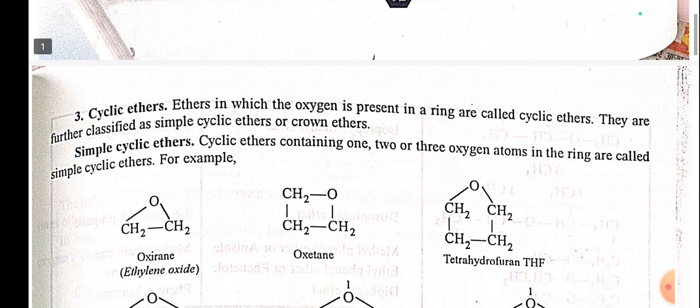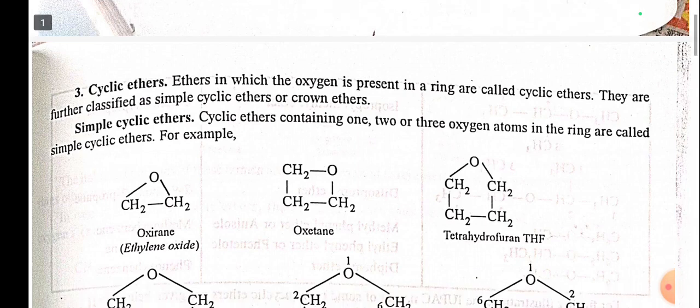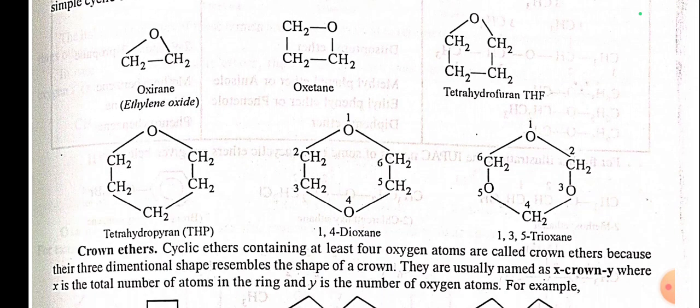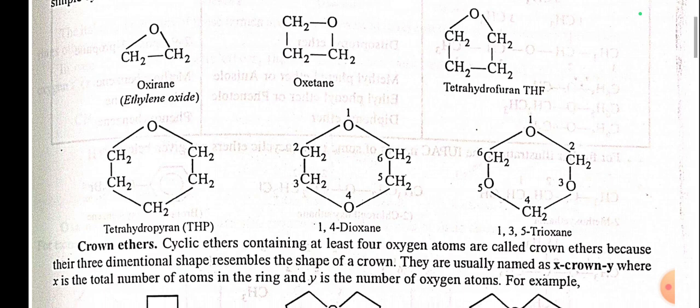Cyclic ethers. Ethers in which the oxygen is present in the ring are called cyclic ethers. They are further classified as simple cyclic ethers or crown ethers. Cyclic ethers containing one, two or three oxygen atoms in the ring are called simple cyclic ethers. For example, oxirene, oxetane, tetrahydrofuran (THF), tetrahydropyran, 1,4-dioxane, 1,3,5-trioxane.